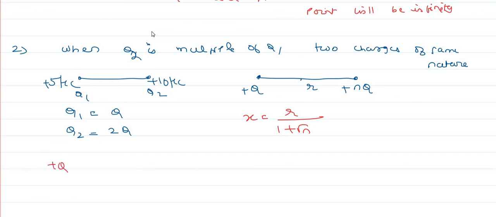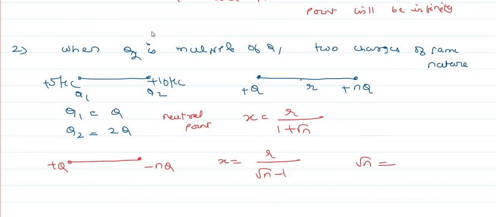If it is plus Q and minus nQ, what is the formula? Then it is simple. The neutral point will be R by root n minus 1. Remember, root n must not be lesser than 1. So you should be very careful. So this is the formula for neutral points in electric field.